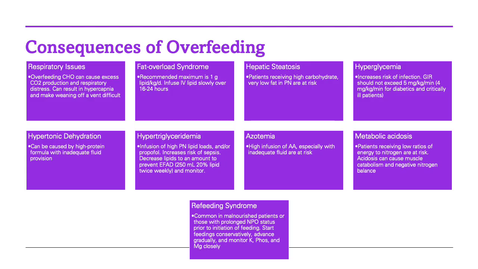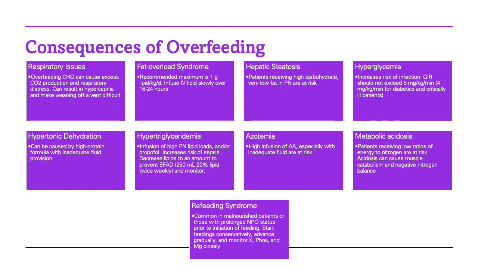We want to infuse IV lipids slowly, and we can do it in a cyclic pattern from 10 to 16 hours, or even 24 hours is still fine. Hepatic steatosis: patients that are receiving a high amount of carbohydrates or that are very low in fat in the PN are also at risk. Hyperglycemia increases the risk of infection.